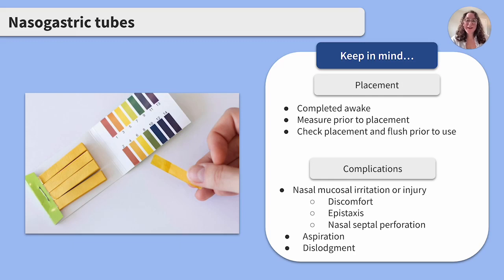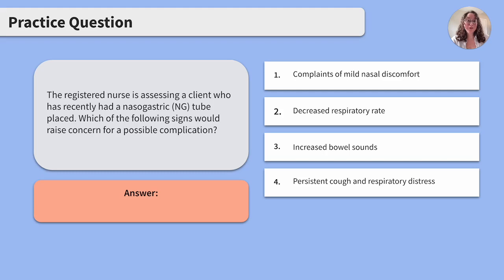All right, now that we've covered nasogastric tubes, let's run through a practice question. The registered nurse is assessing a client who recently had a nasogastric tube placed. Which of the following signs would raise concern for a possible complication? 1. Complaints of mild nasal discomfort. 2. Decreased respiratory rate. 3. Increased bowel sounds. Or 4. Persistent cough and respiratory distress.